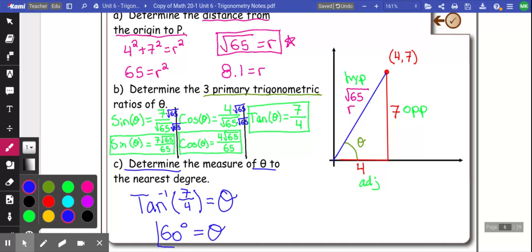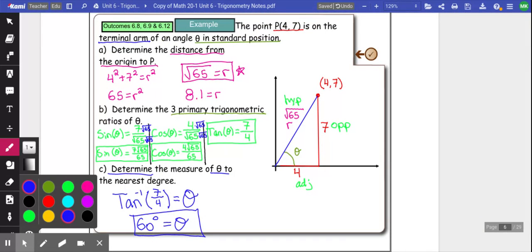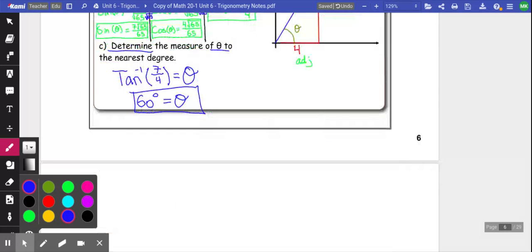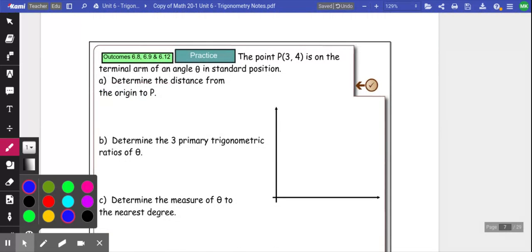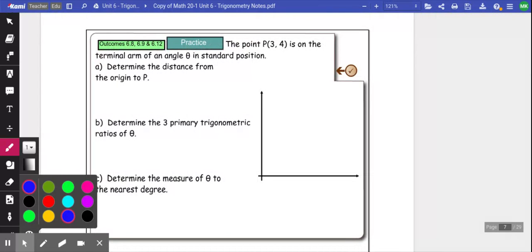If you used any of those primary trigonometric ratios, they would all equal 60 degrees. Every one of them. Awesome. That's a pretty standard question to be able to do. To be able to find the distance between the origin and a point, to be able to set up the primary trigonometric ratios, to be able to calculate the missing angle. This question is for you to try. So I want you to pause the video and try your absolute best on it all the way through, see if you got the right answer, and then I will go through and finish it as well. Good luck.